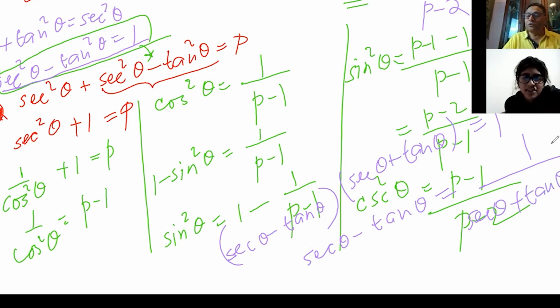Reciprocal. Yeah. You could write secant theta plus tan theta as 1 over secant theta minus tan theta. Yeah, immediate. So this is such a good step. You could actually write it like this. And in that case, you can solve some questions very fast.